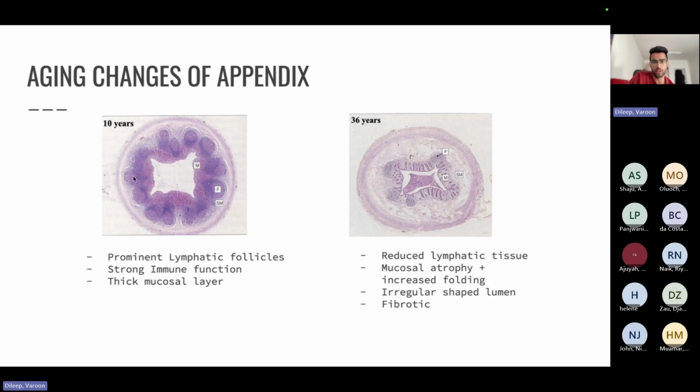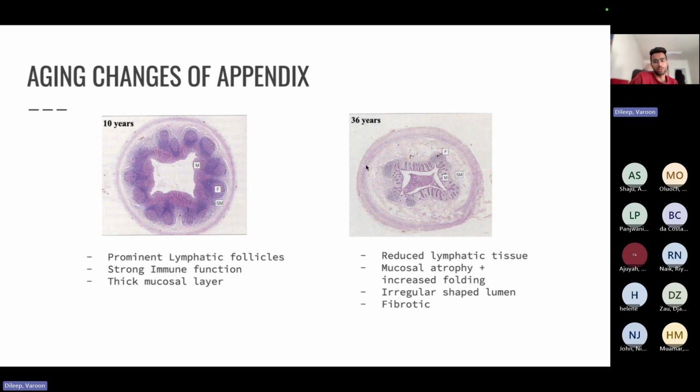As you can see, the 10-year-old appendix has prominent lymphatic follicles, and this is due to the fact that they will have a strong immune function to protect them, and it has a thick mucosal layer, as you can see here. When we look at the 36-year-old, they have reduced lymphatic tissue. This is due to the fact that they have mucosal atrophy, which means that the mucosa goes through degeneration, and it has an irregular shaped lumen, as well as the fact that there's more folds inside the lumen compared to here.